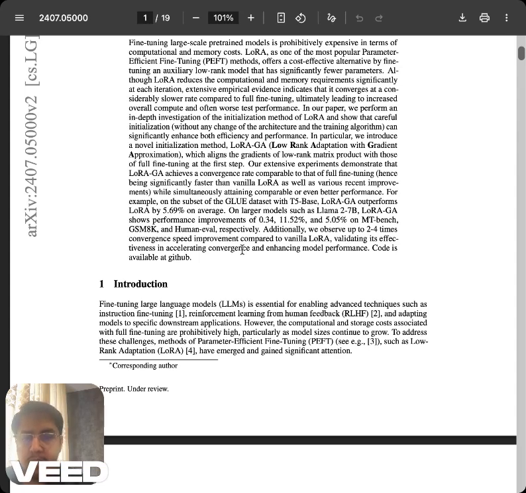So I feel this paper, at the very high level, seems to highlight the fact that even smaller, simple and elegant changes to complex and well established methods such as LoRA itself can yield good results and faster convergence without having to change everything under the hood. The metrics speak for themselves, and different performance improvements have been highlighted throughout the paper, as you can see as a part of the abstract, with improvements of 0.34, 11.52%, and 5.05 on MT-Bench, GSM8K, and HumanEval, respectively.